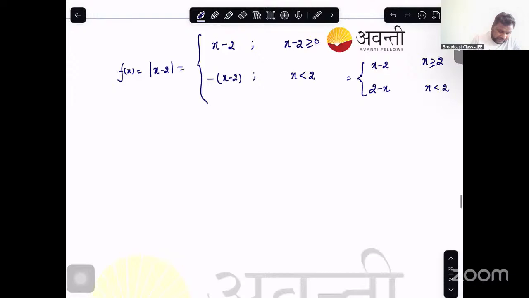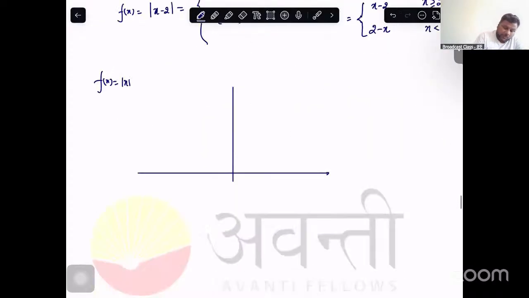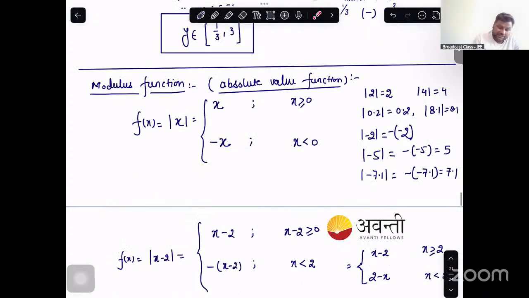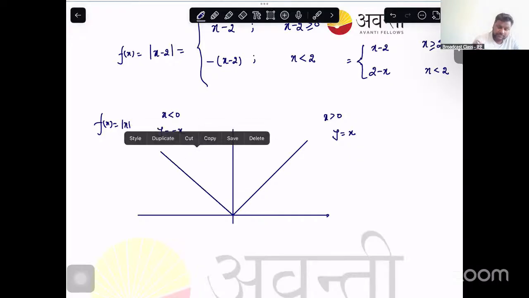Now if I ask you for the graph of f(x) equals mod x, what is the graph? See, this graph has two branches. How come two? One is while x is more than 0, the other is while x is less than 0. If x is more than 0, it will be y equals x. If x is less than 0, it is y equals minus x. This is the y equals x line if x is greater than 0, and this is the y equals minus x line if x is less than 0. This is the graph.